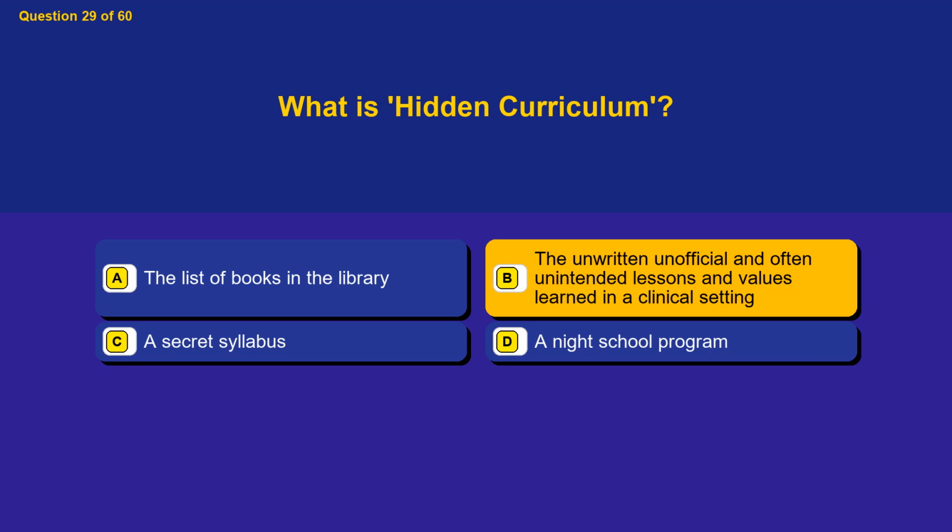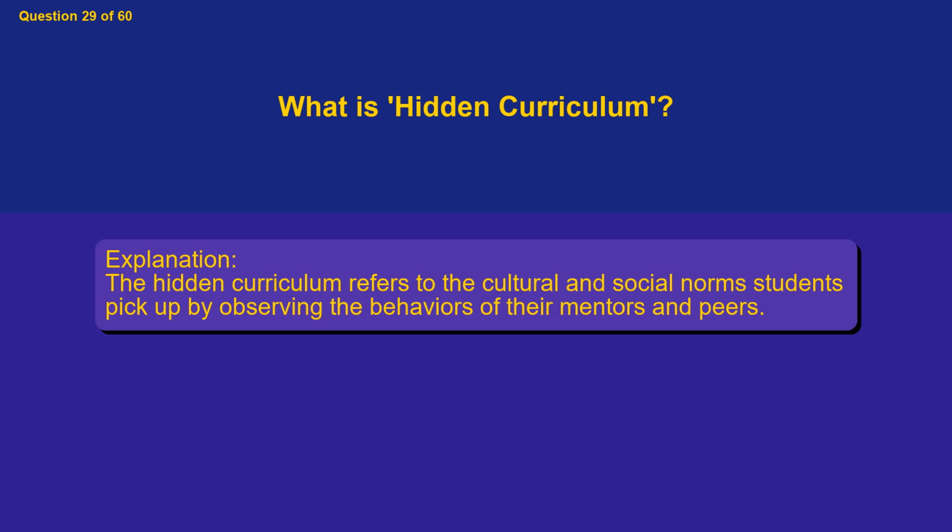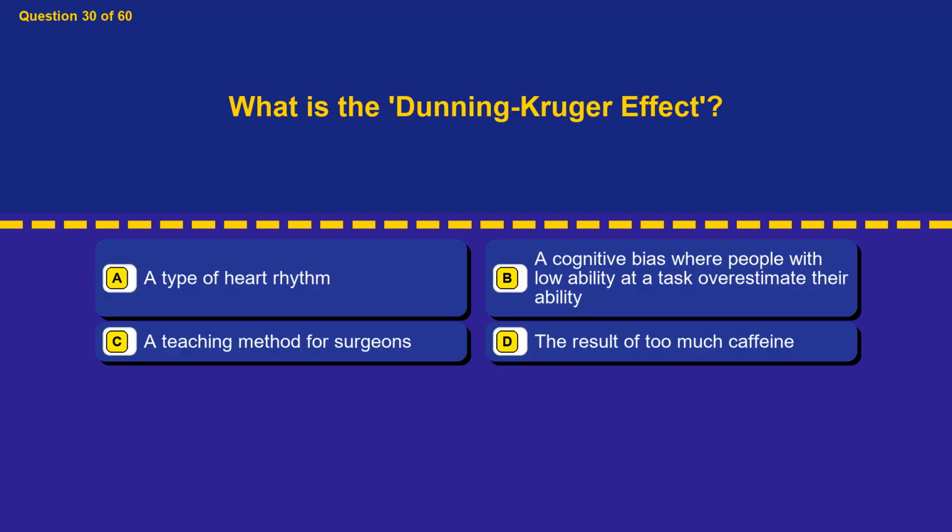The correct answer is option B, the unwritten, unofficial, and often unintended lessons and values learned in a clinical setting. The hidden curriculum refers to the cultural and social norms students pick up by observing the behaviors of their mentors and peers. Question 30. What is the Dunning-Kruger effect?